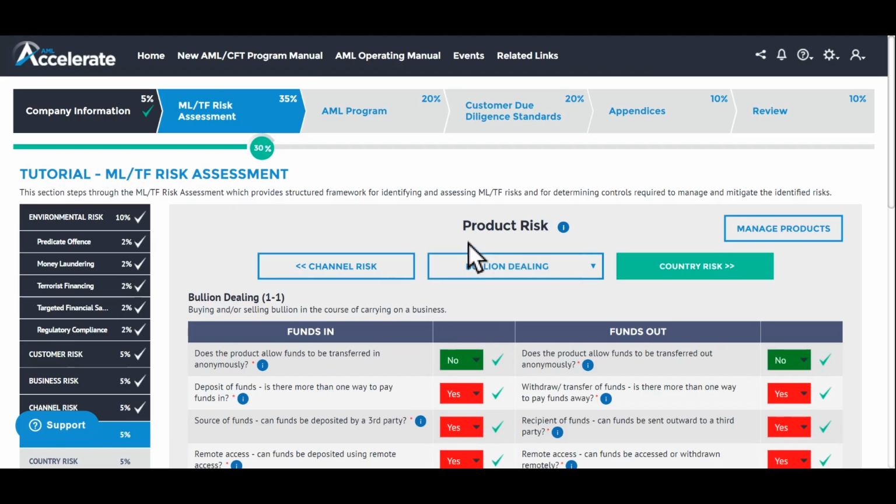The fifth step in the risk assessment process is product risk, which examines the potential flow of funds both into and out of certain products and assesses the potential for certain products being used to facilitate money laundering offences, and includes a higher risk flag indicator based on products which are known to be inherently more risky from a money laundering and terrorism financing risk perspective than others.